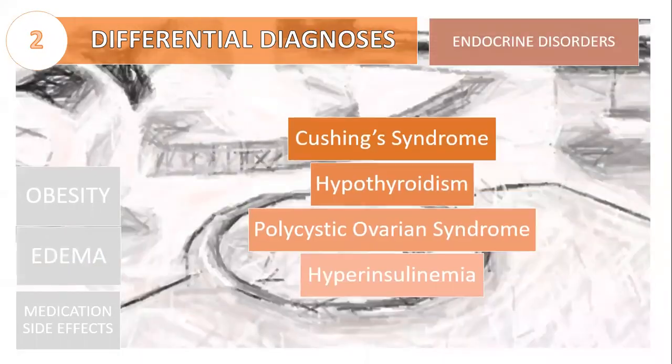We now go to the endocrine disorders. Here is a list of various conditions related to hormonal problems in the body, such as Cushing syndrome, hypothyroidism, PCOS, and hyperinsulinemia. We'll be discussing this further later.